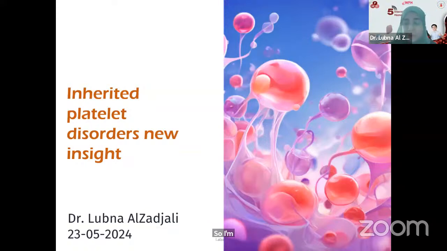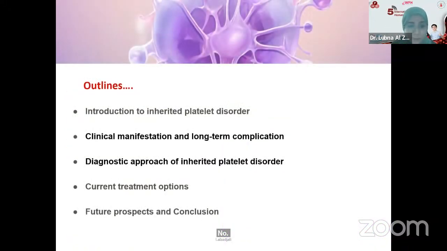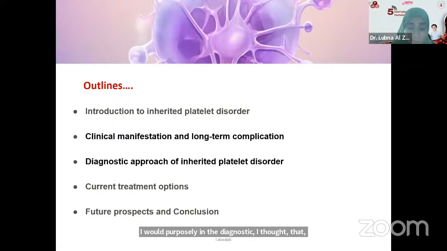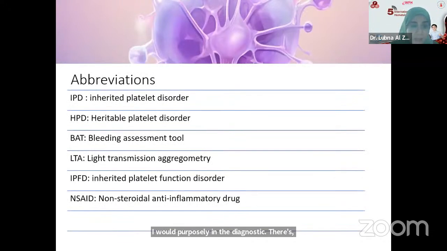Thank you for inviting me to present this talk about inherited platelet disorders. In my presentation, I will give a brief introduction to inherited platelet disorders. I will highlight some clinical manifestations and the long-term complications related to them. I will focus mainly on the diagnostic approach and some current treatment options, with a little highlight of the future perspective, and I will conclude with that. I will use some abbreviations in this presentation interchangeably, as highlighted here.